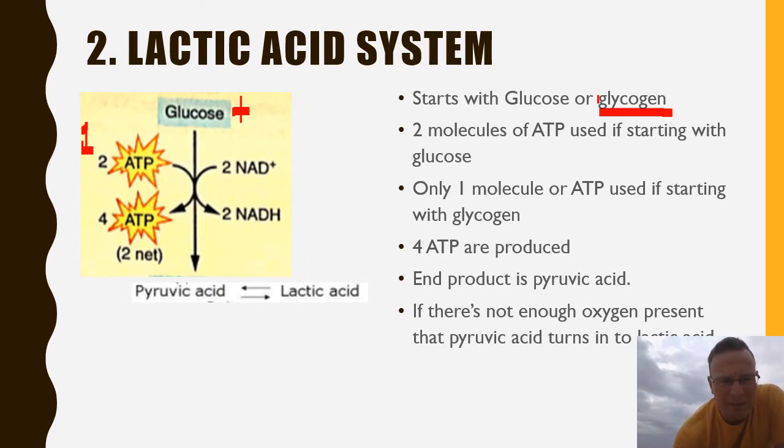What you see here is number 2. Hooray! I've created 4 molecules of ATP. So what's my net gain if I started with glucose? And what's my net gain if I started with glycogen? What you should see is if I started with glucose, my net gain is 2. If I started with glycogen, my net gain is 3.